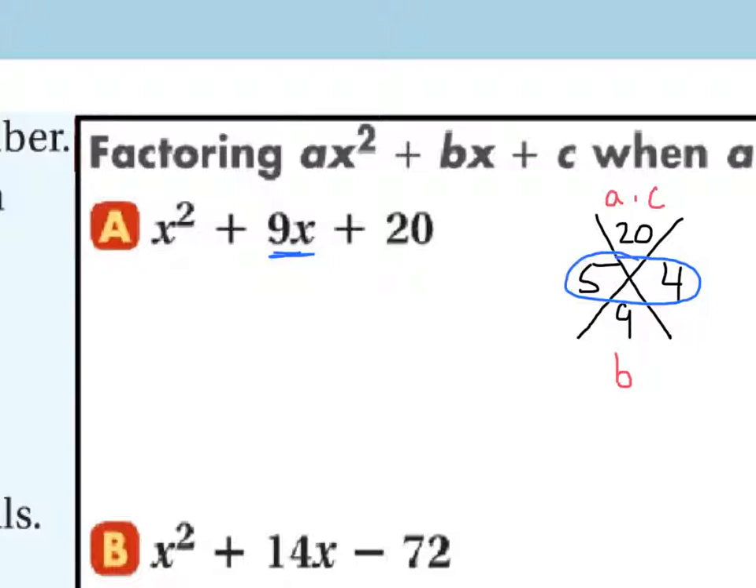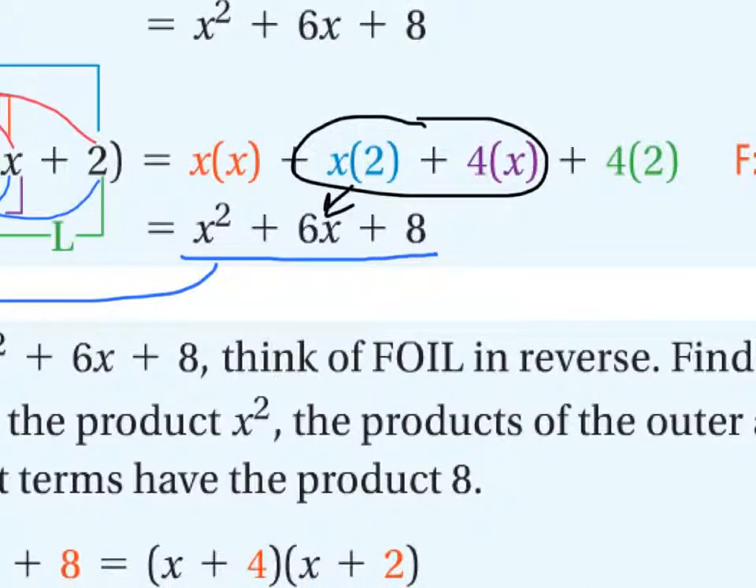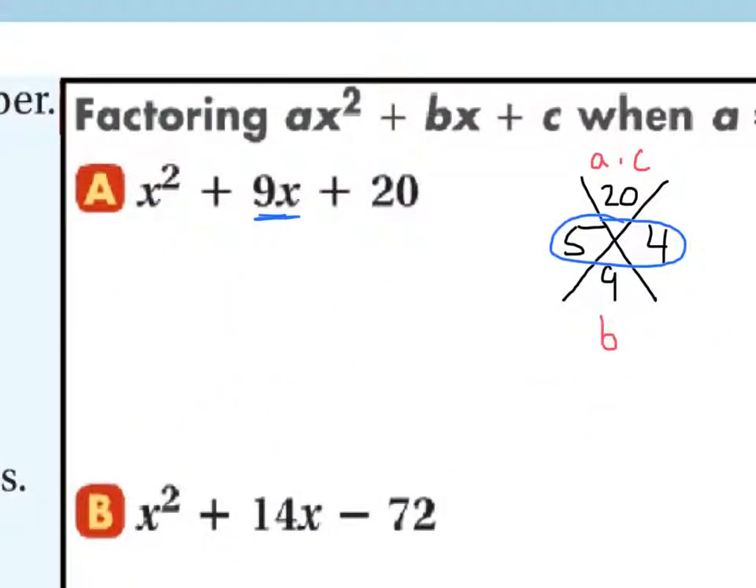Remember what we had back here? If I quickly go back to that example, remember we had to combine like terms to get that middle term when we FOILed? Well, right now we're breaking that apart. But we have to be careful how we break it apart. We have to use certain numbers to break it apart, and those certain numbers are the 5 and the 4. So when we break that apart, we rewrite this as x squared plus 5x plus 4x plus 20.